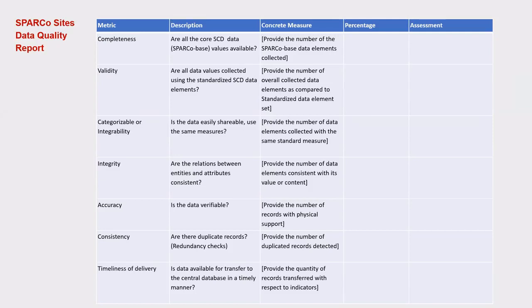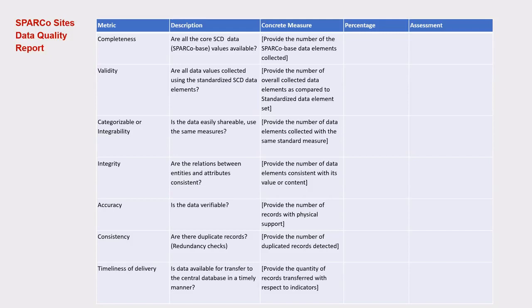And for categorizability or interoperability, here you provide the number of data elements collected with the same standard measure. And for integrity, you provide the number of data elements consistent with its value or content. We are looking for whether the relations between entities and attributes are consistent. And for accuracy, is the data verifiable? Here you provide the number of records with physical support.